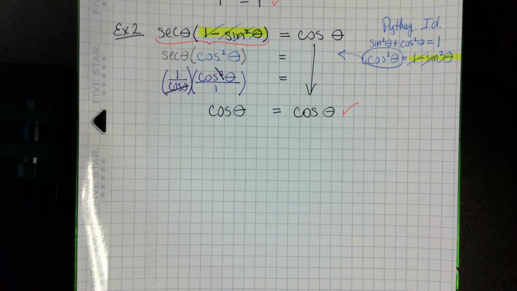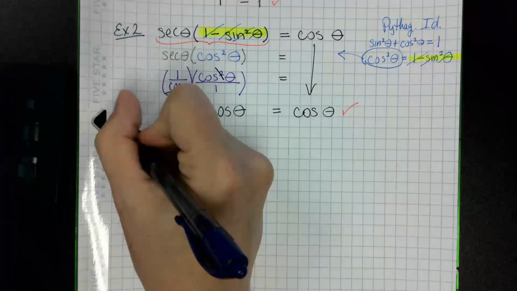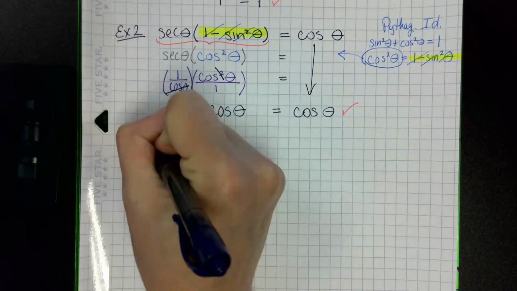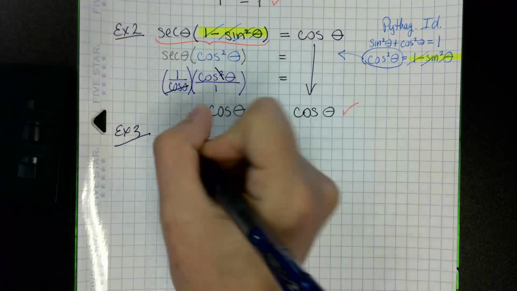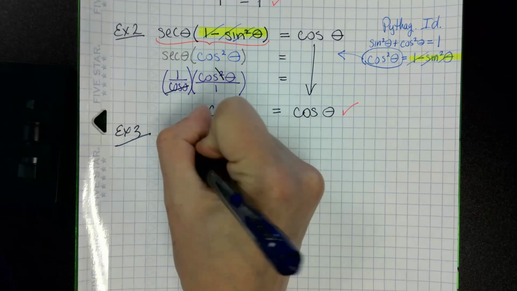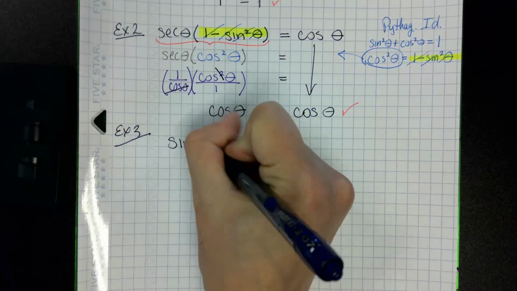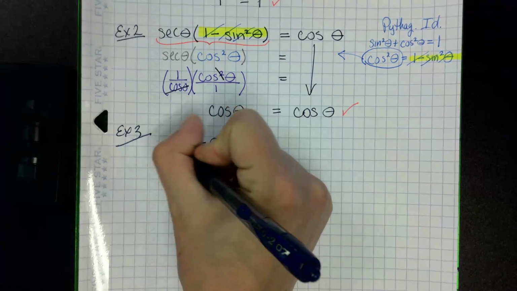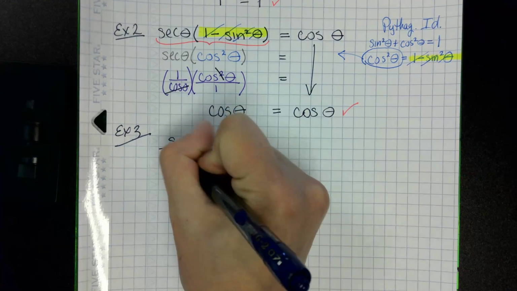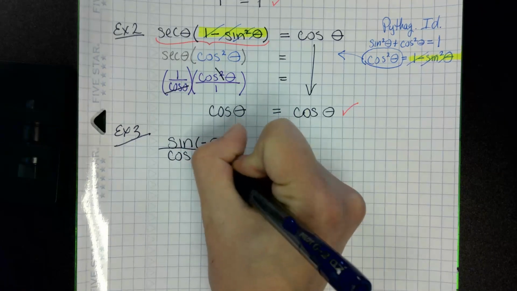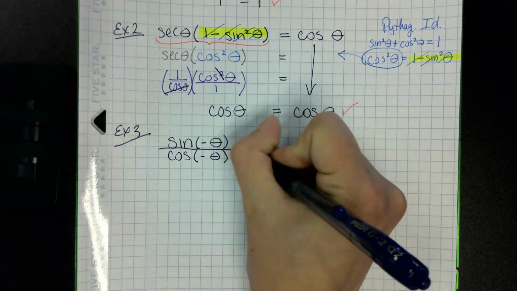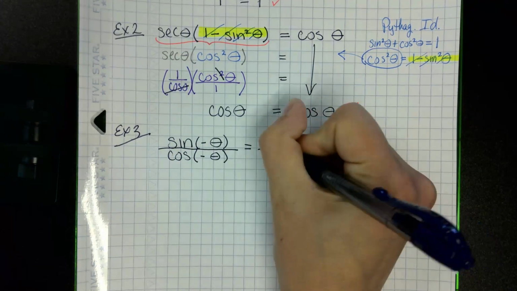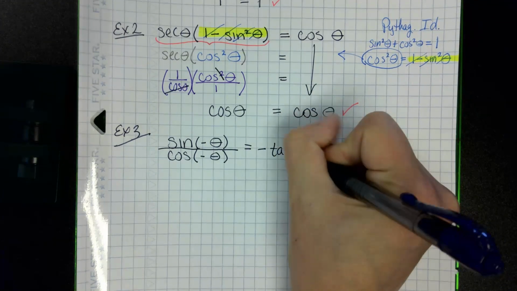Example 3. This time I have sine of negative theta over cosine of negative theta equals negative tangent theta.